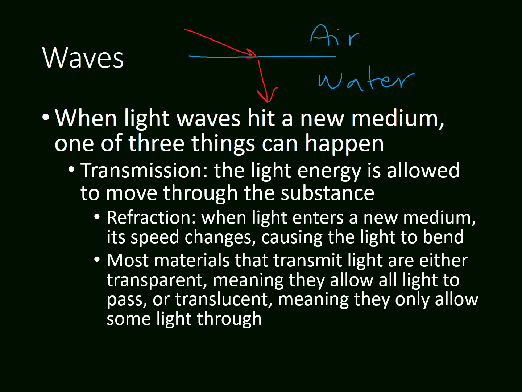If you put up a flashlight behind a translucent material, you can see the light kind of diffuses out. It doesn't come straight through as a beam, whereas if you put it behind a transparent material, the beam would actually come through.